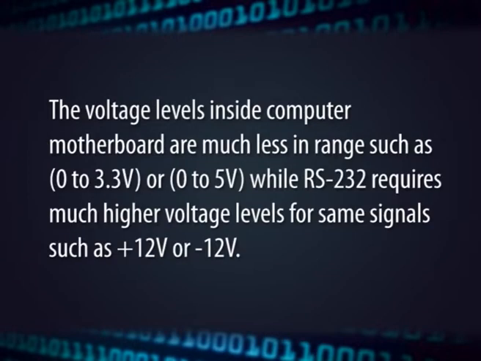The voltage levels inside computer motherboard are much less in range, such as 0 to 3.3 volts or 0 to 5 volts, while RS-232 requires much higher voltage signals for same signal, such as +12 volts or -12 volts. Therefore, special driver circuit IC is required to translate logic levels in both directions. These also protect the computer's motherboard from short circuits or transients that may appear on RS-232 interface.